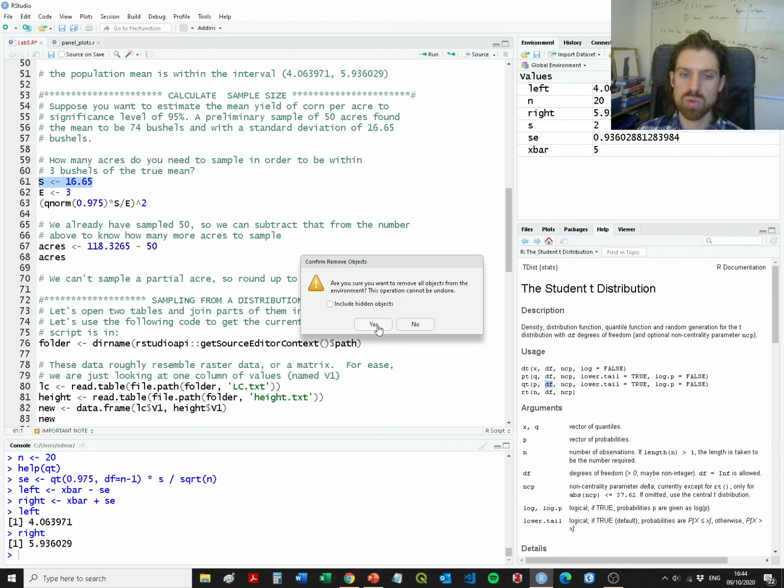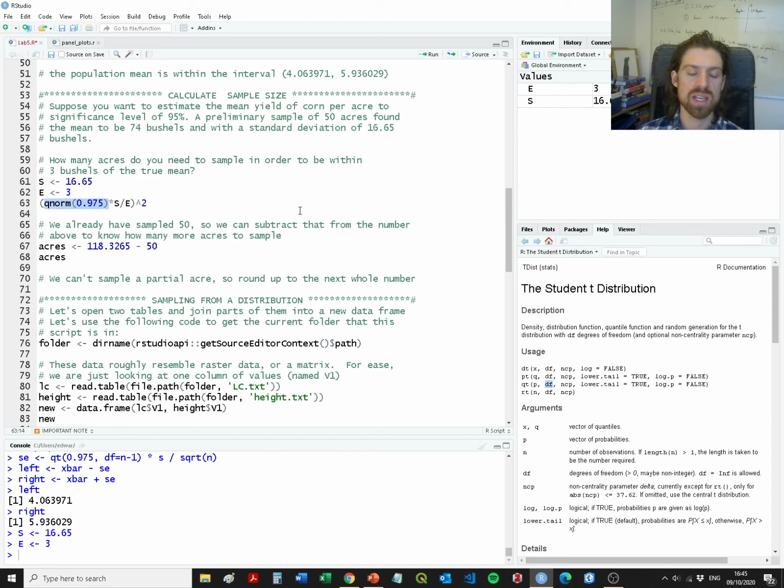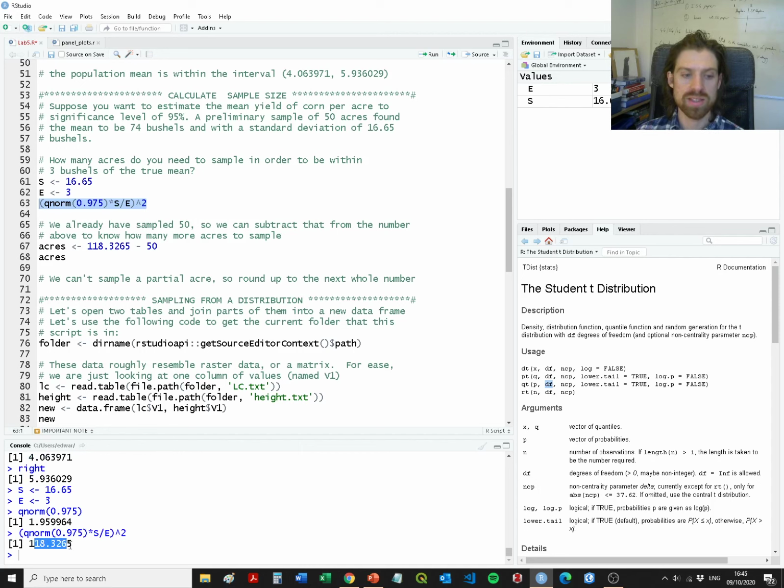So we have the standard deviation just here. Let me clear the environment so that we're starting fresh. Standard deviation of 16.65 bushels. We have an acceptable error margin of 3 bushels. And then essentially we're going to get the z-score for that particular confidence level. So we're going to use 0.975 again to make sure that we capture the limit at which we have a 95% significance level. So that produces a z-score of 1.96, and then we need to multiply that by the standard error and then take the squared values.